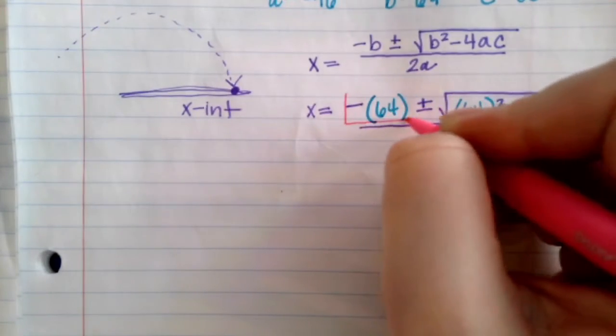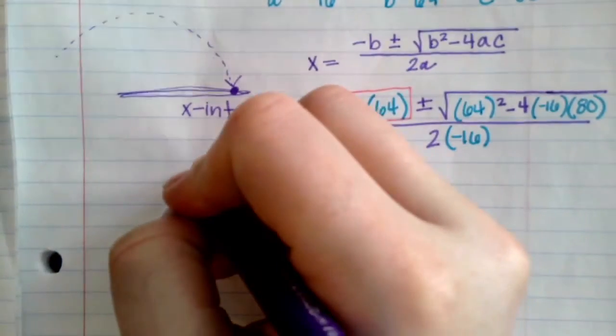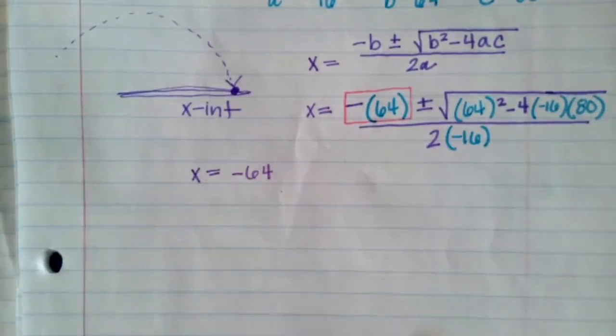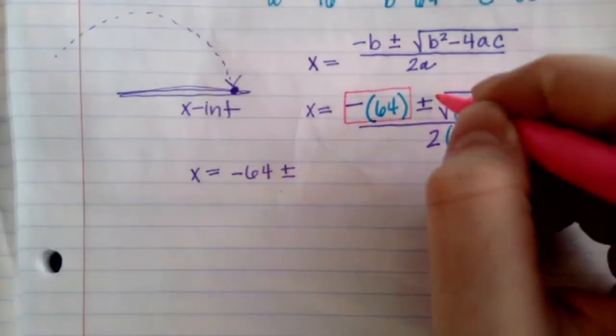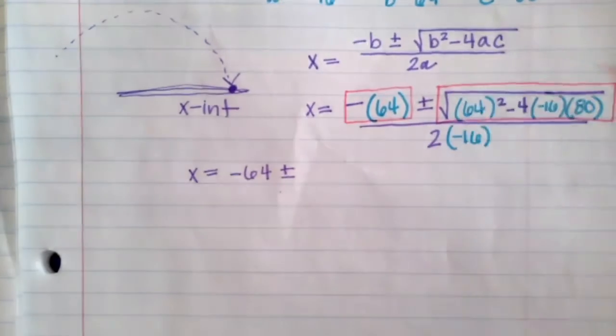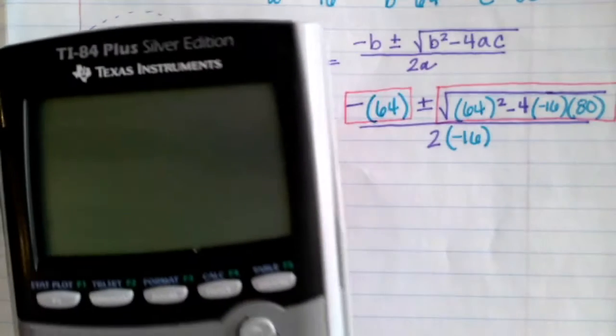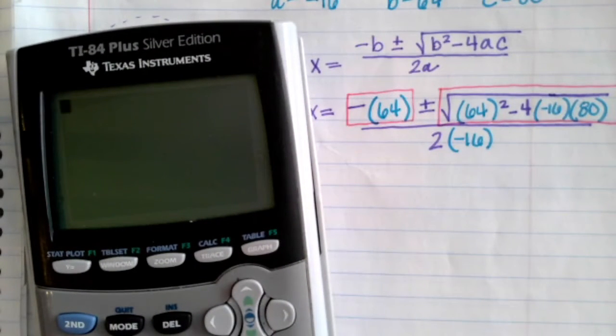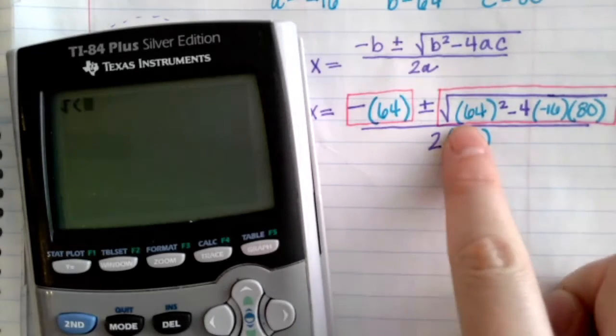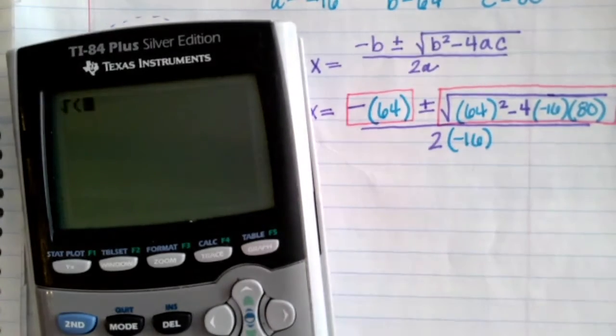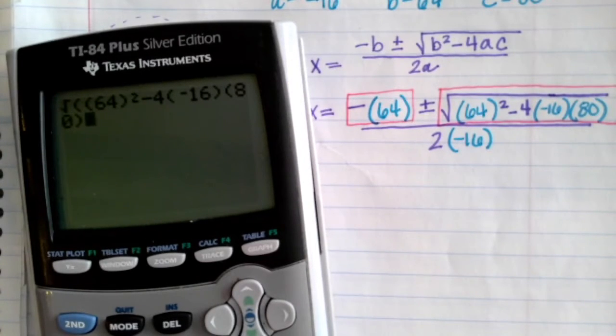I simplify this first part, and that just gives us -64. Then I have my plus or minus sign, and then I simplify this whole part. You can plug that into a calculator. I have my actual calculator here, but you can also use Google's calculator. It'll work the same way. So we do our square root, and then I put everything inside parentheses exactly as I have it written. If you write everything that you wrote down, you will be fine. So parentheses 64, parentheses squared. This is a minus sign, not a negative, so -4, parentheses -16, parentheses 80. I typed exactly what I had written down, and that gives me 96.